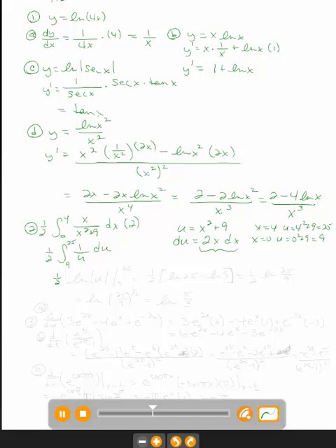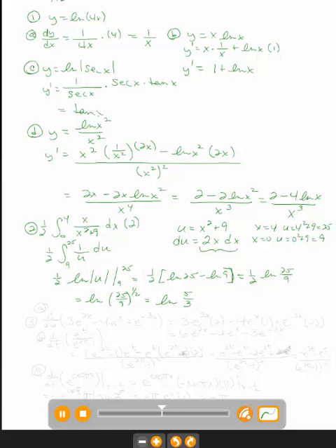So this is 1/2. The integral of 1 over u du is the natural log of the absolute value of u, which turns into 1/2 the natural log of 25 minus the natural log of 9, which, remember, subtraction when you're doing logarithms turns into division, and a number in front of a natural log is really an exponent, so it's 25 ninths to the 1/2, which means square root. So I end up with 5 over 3.